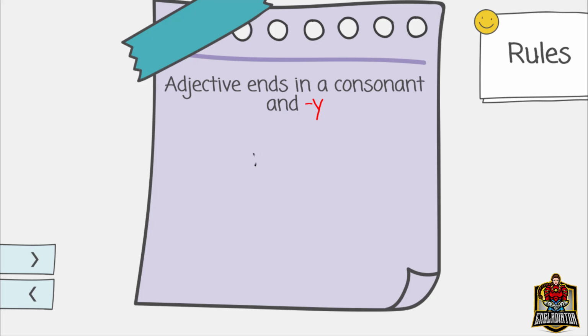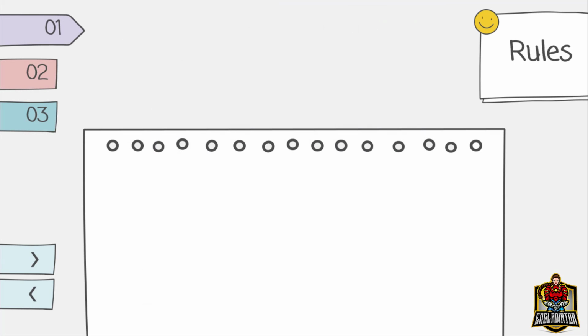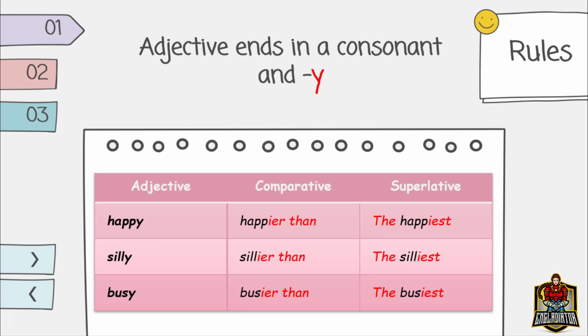If an adjective ends in a consonant and Y, we change the Y into I and add ER or EST. For example, happy will be happier than and the happiest. Silly will be sillier than or the silliest. Busy will be busier than or the busiest.